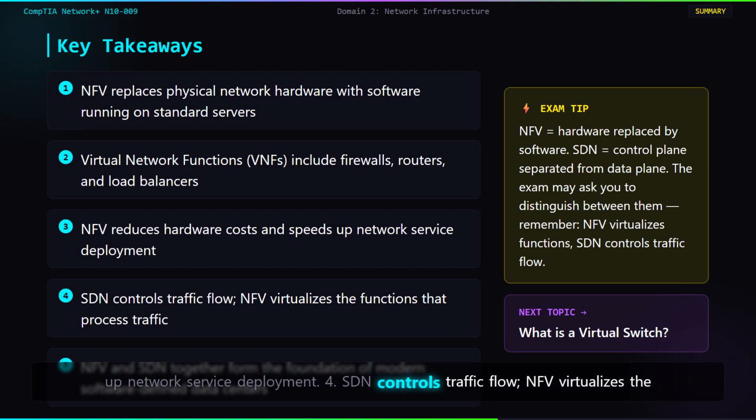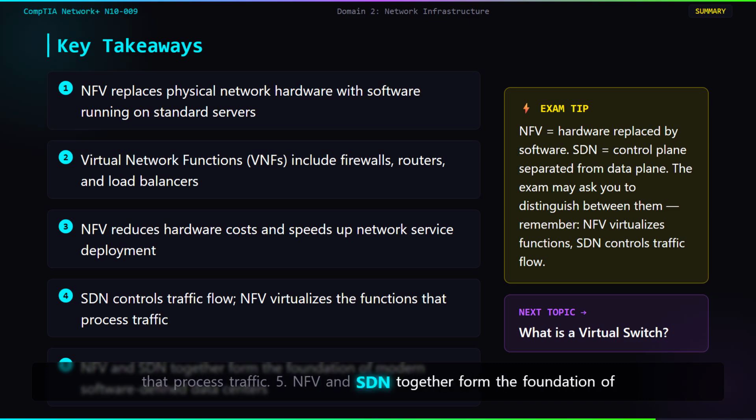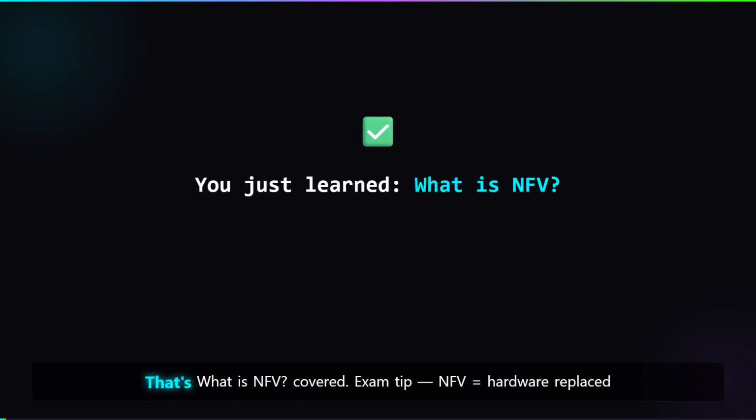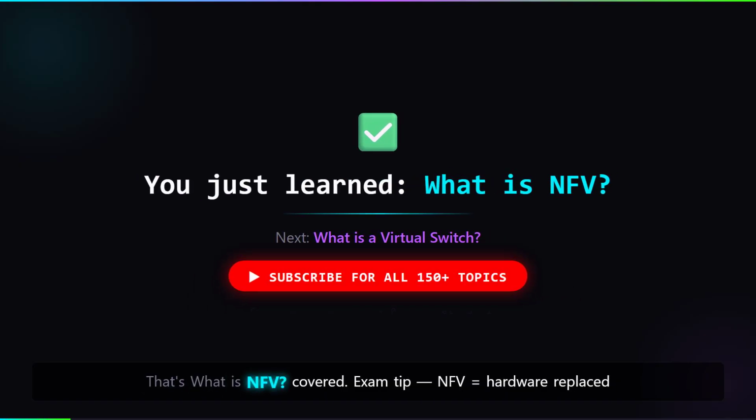4. SDN controls traffic flow. NFV virtualizes the functions that process traffic. 5. NFV and SDN together form the foundation of modern software-defined data centers. That's what is NFV. Covered.